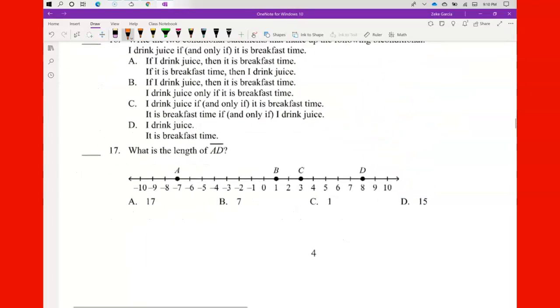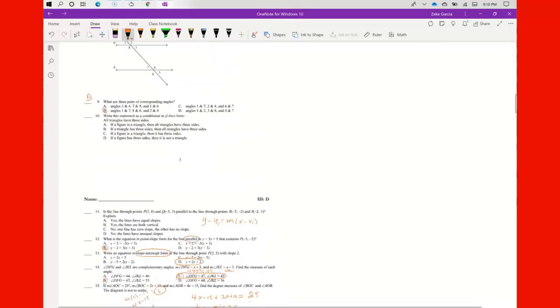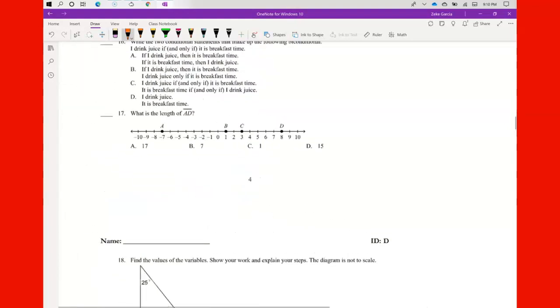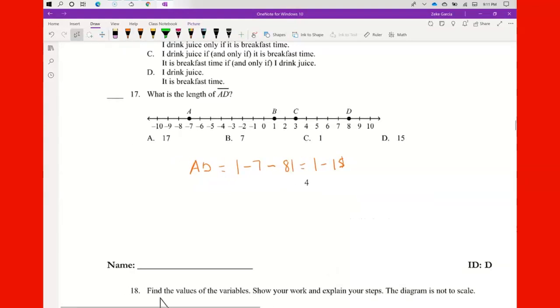17. Find the length of AD, right? So let's find the length of AD. So to find the length of AD, it's going to be the absolute value. And you have negative 7 minus 8. So it's the absolute value of negative 15. So remember that negative 15 is how many units away from 0? 15. Negative 15 is 15. So the absolute value of negative 15 is 15.